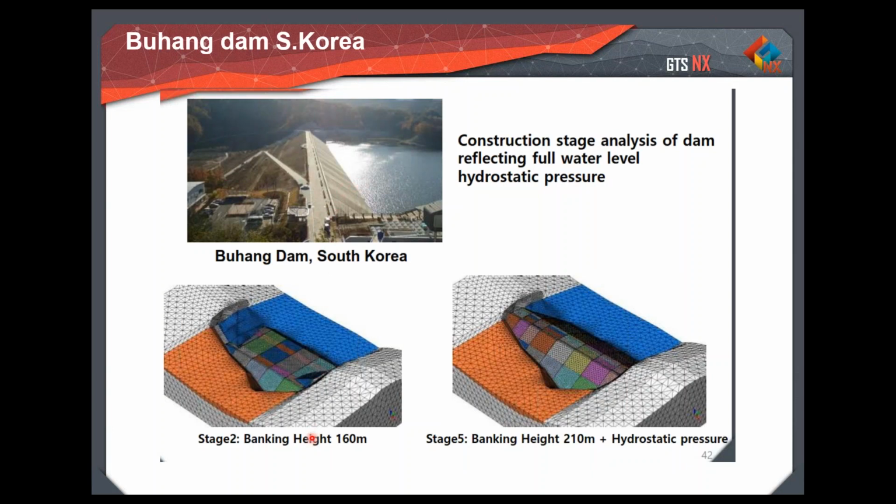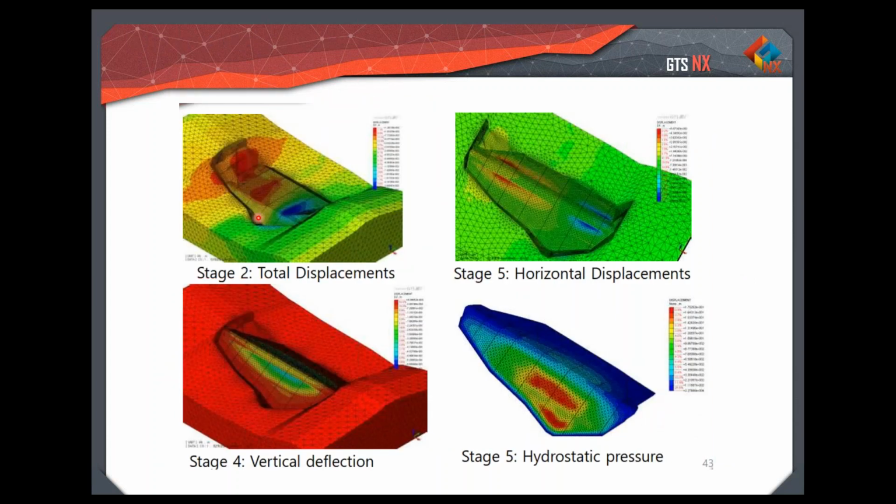So in the first stage, there is an in situ condition. In the second stage, they provided a foundation. In the third stage, they provided a banking height of 100 meters, and so on. So you can see these are the stages. In the next stage, we got a banking height of 160 meters. Then we got a banking height of 210 meters, and we got a hydrostatic pressure as well. So the pressure on the upstream side has been applied. And here we can see the total displacement, horizontal displacements, vertical displacements and hydrostatic pressure. So these are the results.